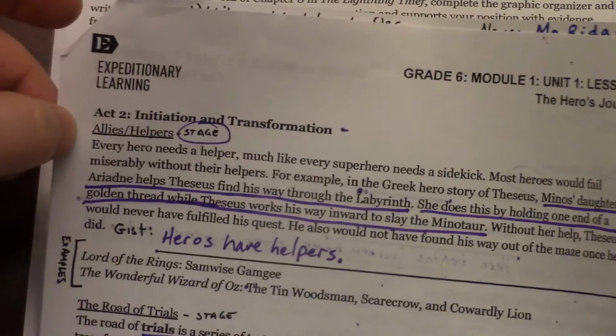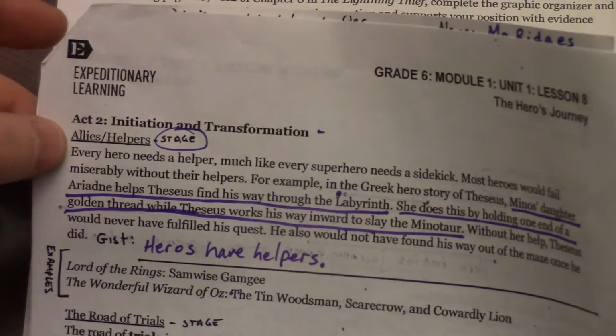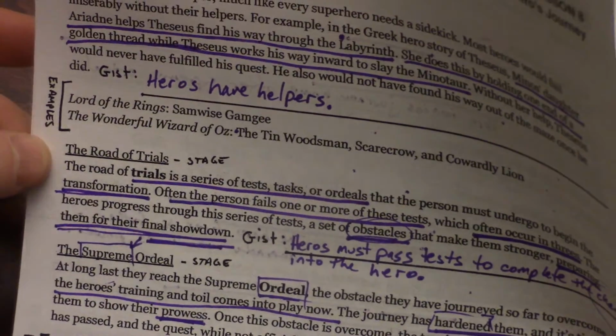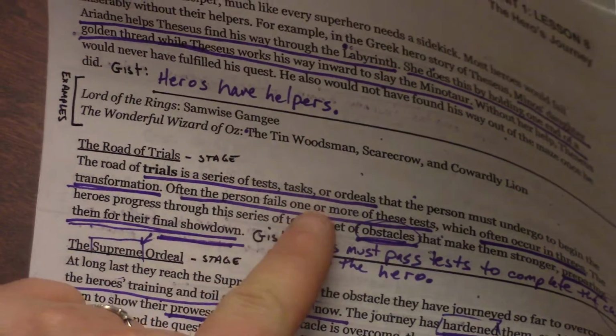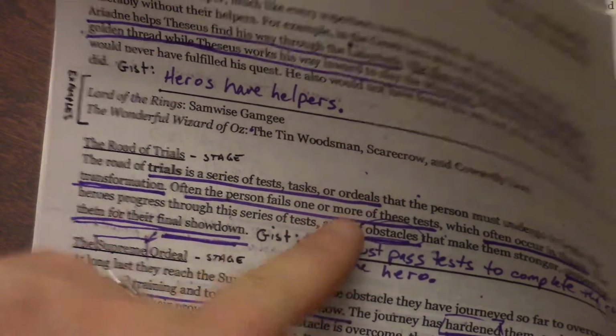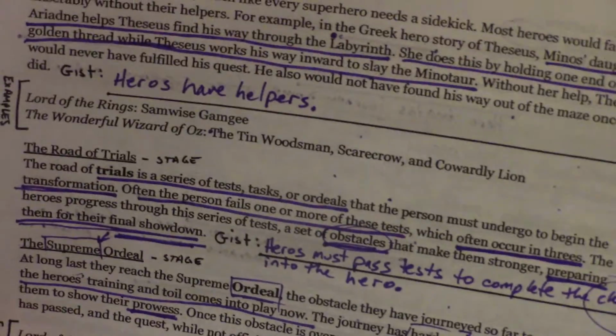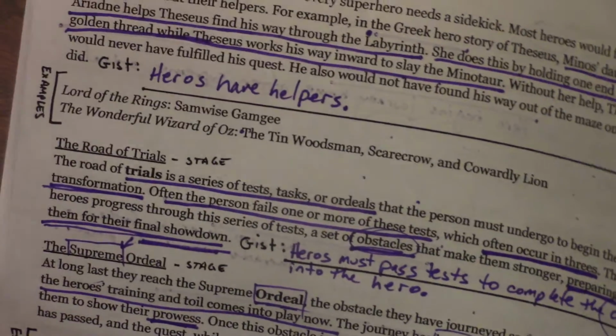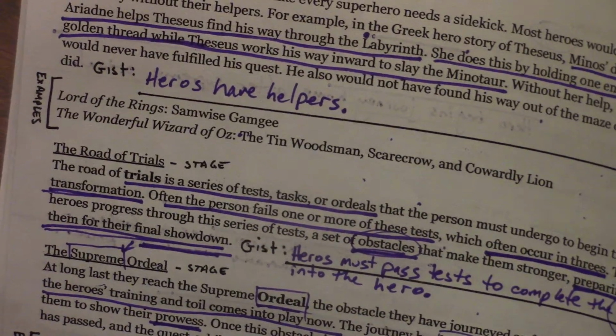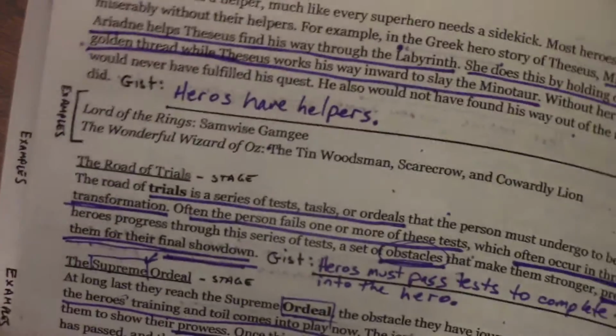and transformation, and that's this one. It's allies and helpers, and the road of trials. And the trials are the series of tests, tasks, or ordeals, and we read that in the second video when I went through the close reading of the hero's journey. That was all you were supposed to reread and become familiar with.